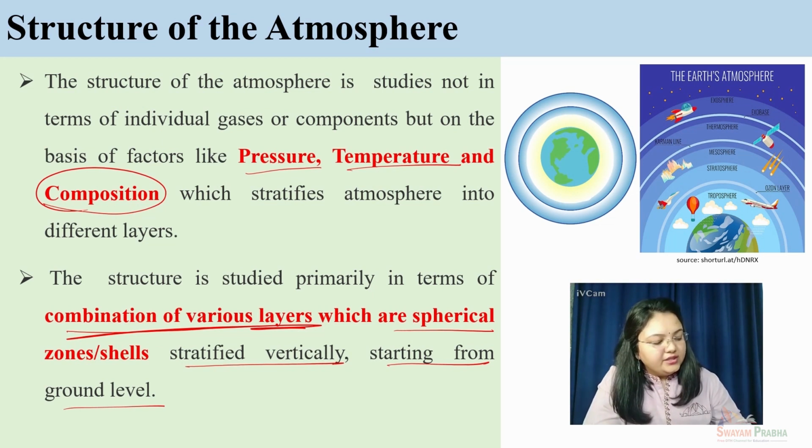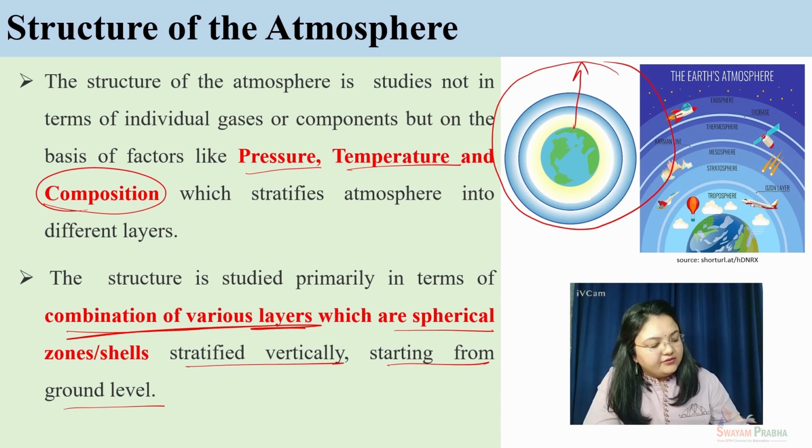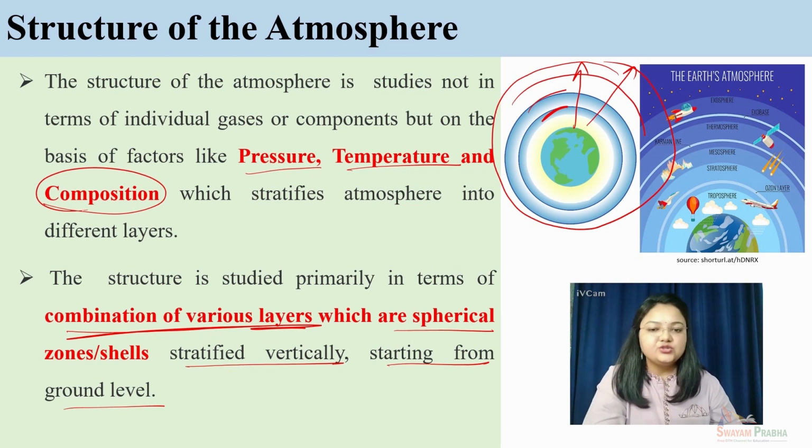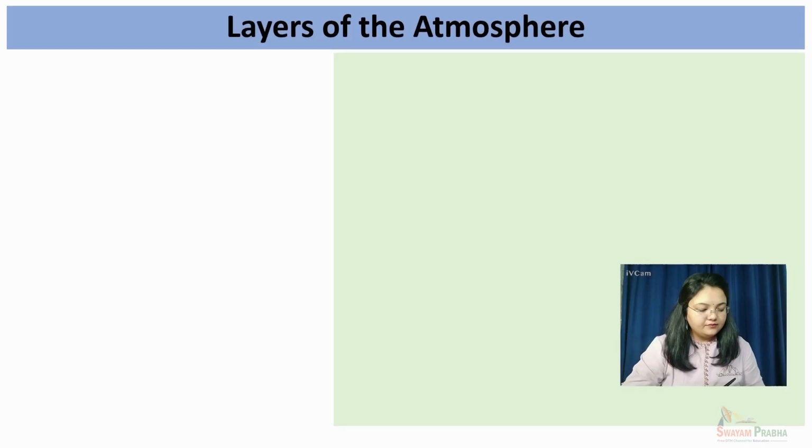So based on all these characteristics, although the atmosphere acts as a homogeneous gas up to certain heights, based on these factors it was stratified. The whole atmosphere was stratified into various spherical shells which surround the Earth, having definite pressure conditions, definite temperature conditions, and composition. So we will be discussing each layer one by one in all the slides.